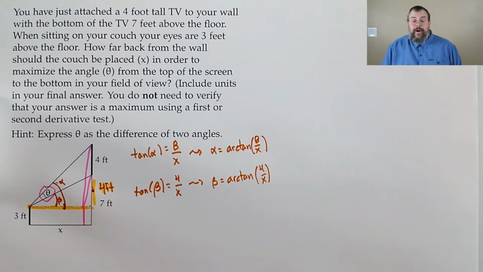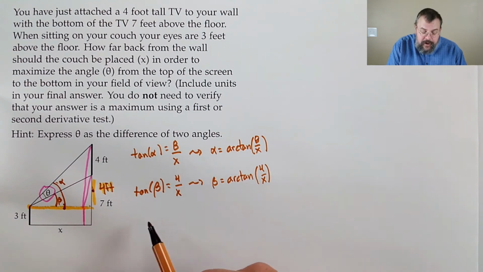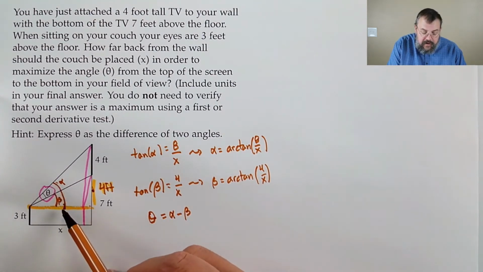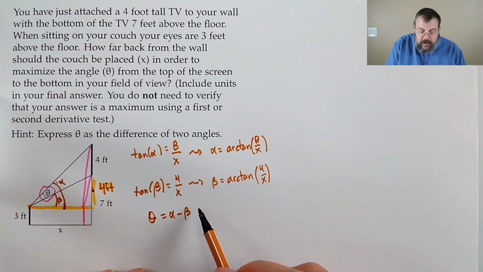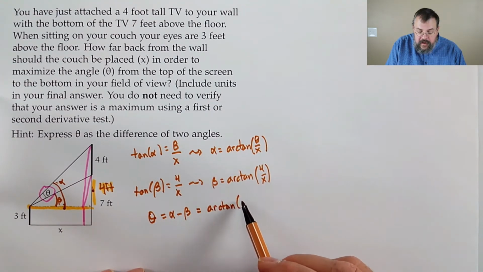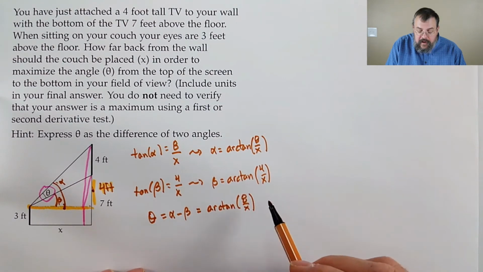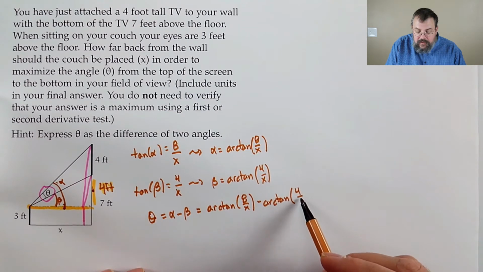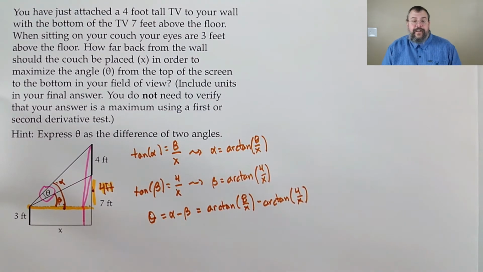All right, well, good. Now, what is theta? Well, theta is equal to alpha subtract beta, big angle minus small angle, which is equal to arctangent of 8 over x minus arctangent of 4 over x. All right. Wow, good. We're doing great.